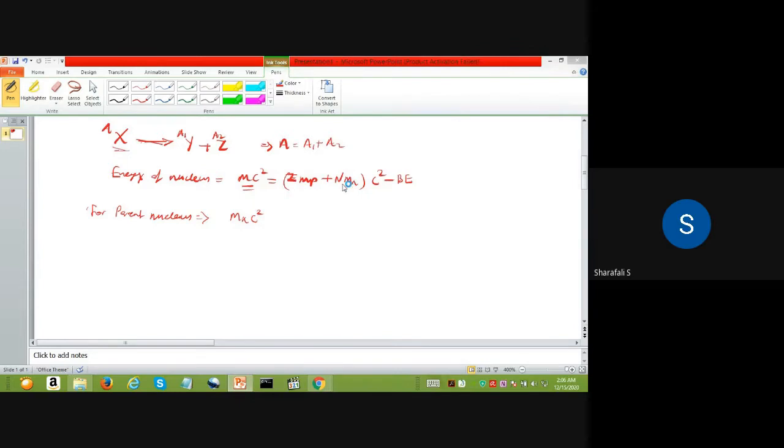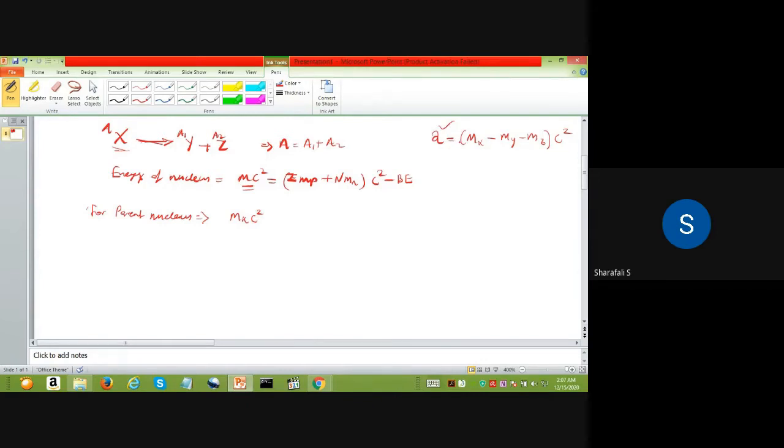Similarly, if you want to find out the Q value of this particular reaction, you have to take the difference between all these energies, and that will give you the Q value. In terms of mass energy, that Q value will be nothing but m_X, the mass of the parent nucleus, minus the mass of the daughter nucleus, minus the mass of the second daughter nucleus. So it is just the difference in masses of the parent and daughter nuclei, then times c square. This will give you the Q energy, the Q value.